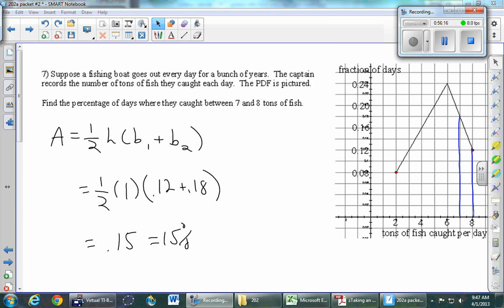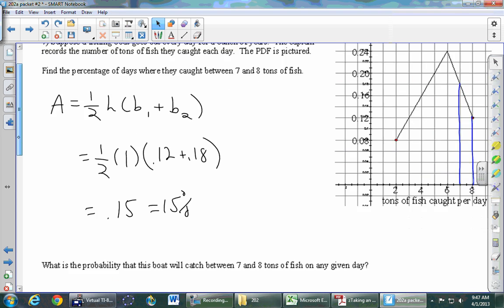Okay, so you calculate the area. I know the trapezoid area formula. If not, I know a lot of folks cut it up into a rectangle and a triangle on top. It's fine. So 15%. 15% of the time that we go out fishing, we catch between 7 and 8 tons of fish. Great. What if we go down to the next question here?